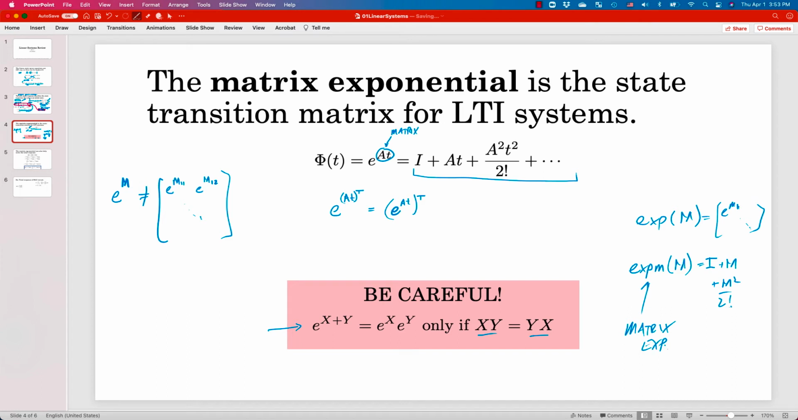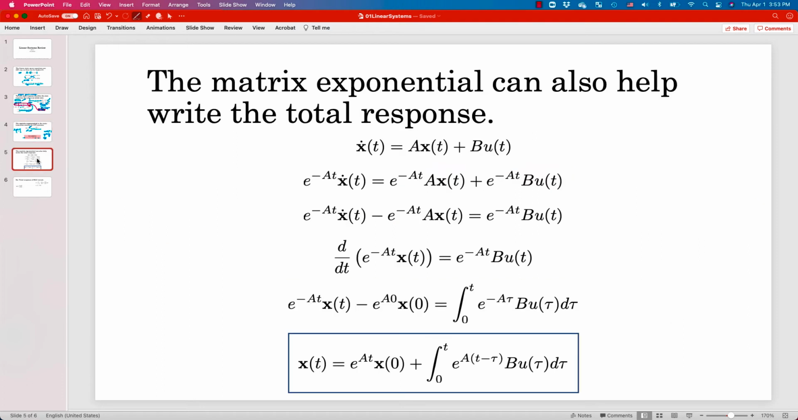The key takeaway so far is that for a zero input situation in a linear system, if you want to compute the state at any given time, you need the state transition matrix at that time. What if you have a total response? So you have both a response due to initial conditions that are non-zero and a forcing function that is non-zero. Well, the matrix exponential actually helps with that as well.